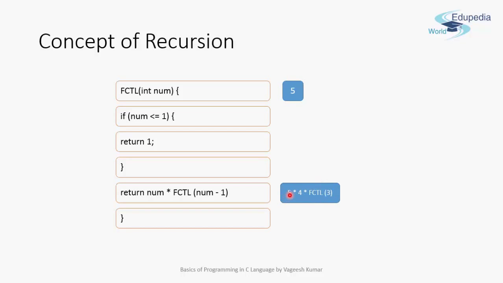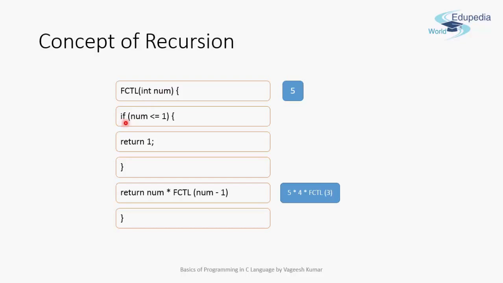In the first function call, what was there? It was 5 into fctl of 4. In the second function call, we have got 5 into 4 into fctl of 3. Similarly, when we come over here, fctl of 3, this function will get called again. The same function will get called again in the body of the same function, but this time the argument is again changed. It is now 3. 4 minus 1, 3. So here we will have 3 here.